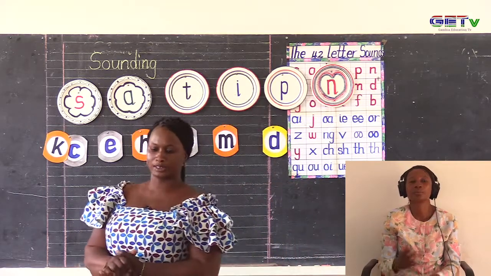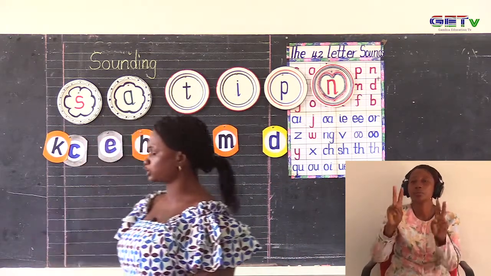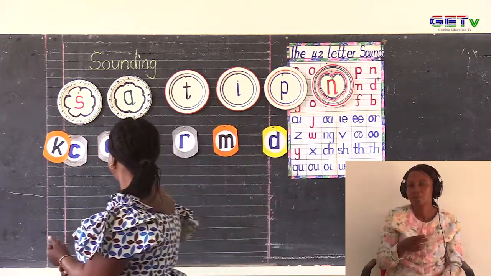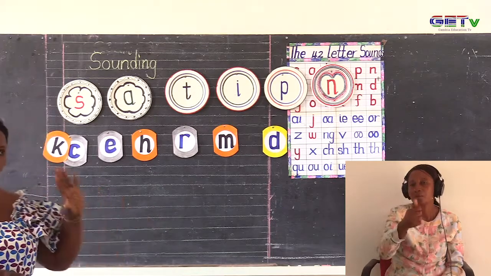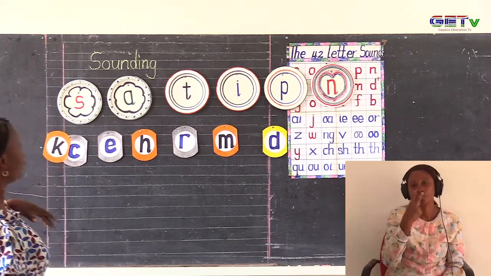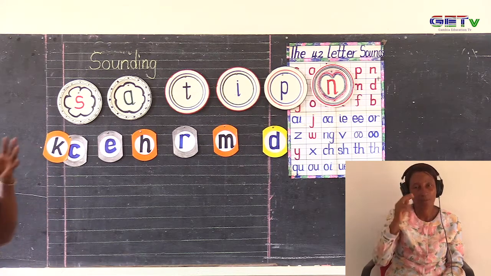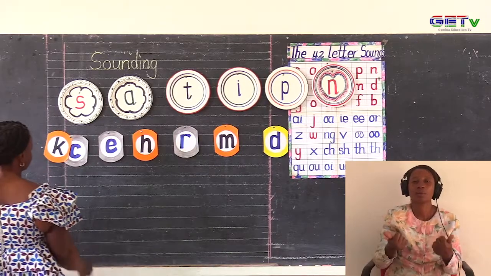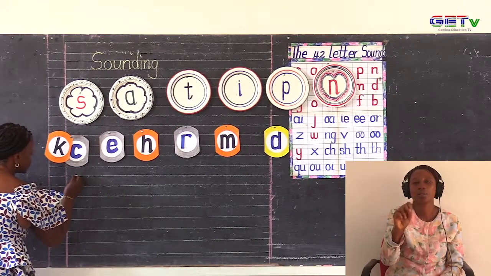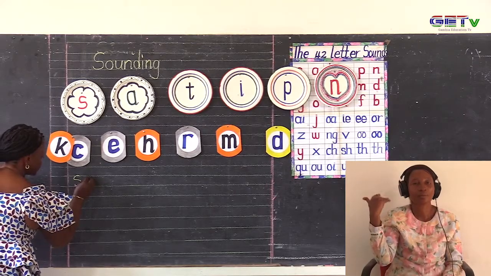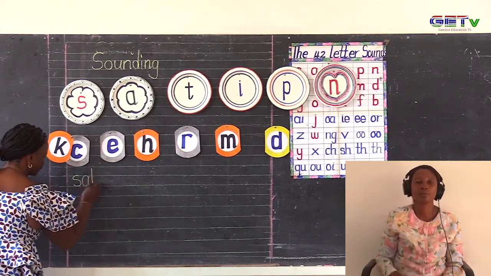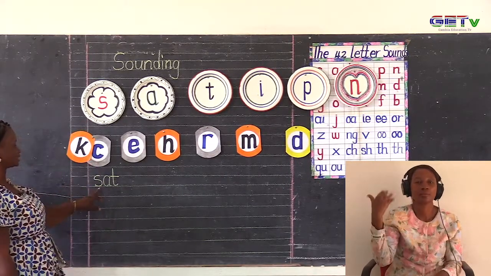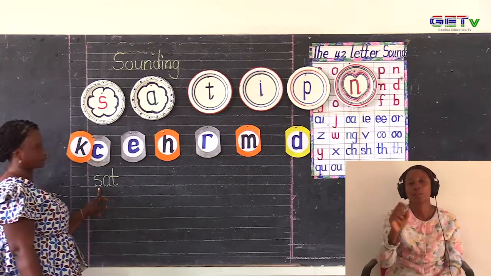Now, before we go to the next lesson, I want us to look at these sounds properly, and we try to form a word from each of the sounds, only one word from each of the sounds, to see whether we can remember our initial sounds in words. Now, let's start with S. We can say sat. Look at that. We have sat. If you look at the initial sound of this word is S.